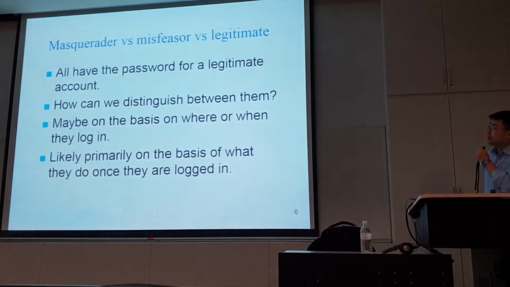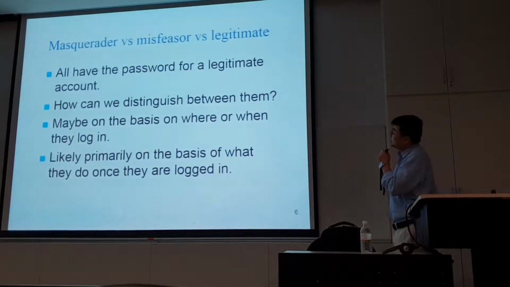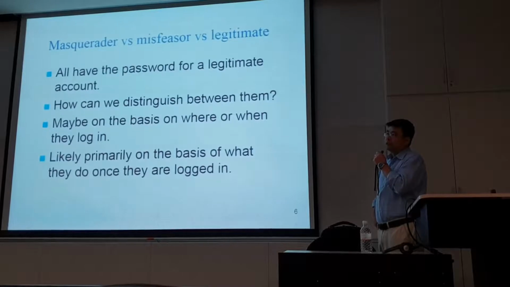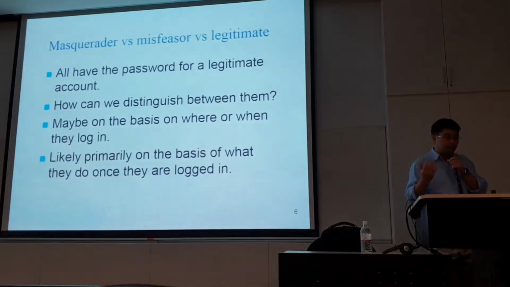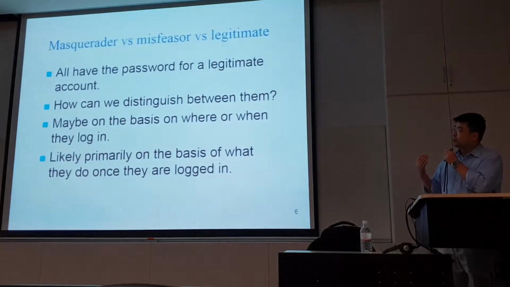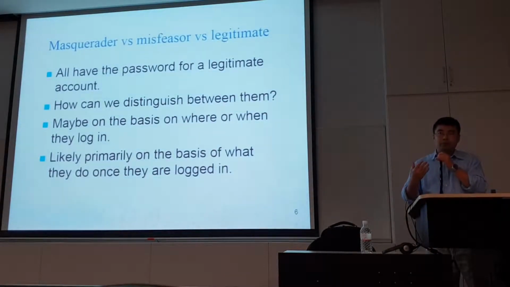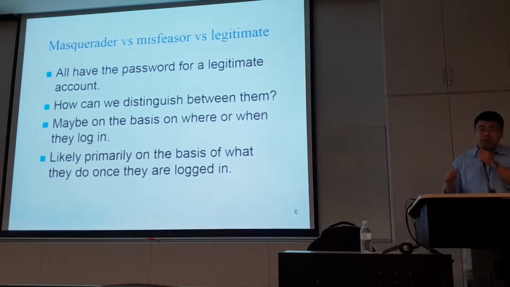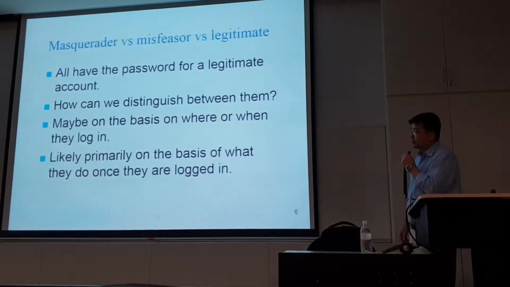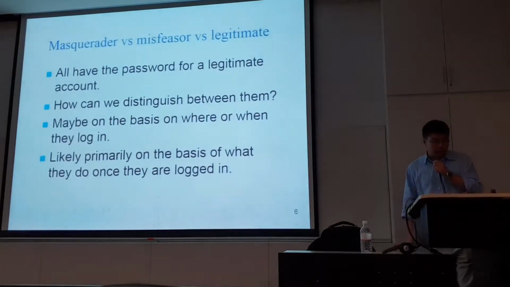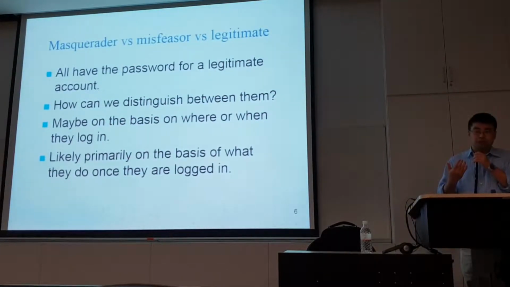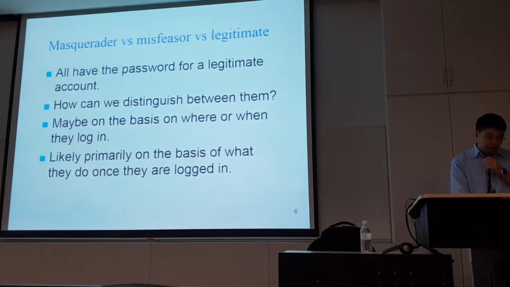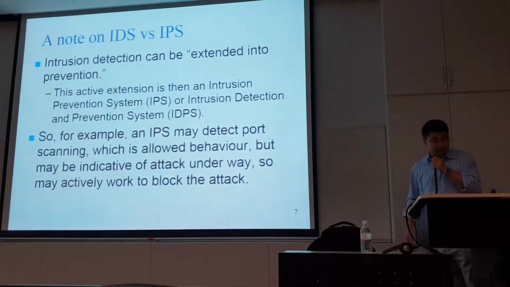Right. So for the masquerader and the misfeasor, they both have a valid user credential. The masquerader may be an outsider, but they obtain your password. The second one is an insider who tries to access other people's accounts. So how do we detect such attackers? If they have the user credential, the secret, essentially they have everything the legitimate user has, then how do we detect and prevent?